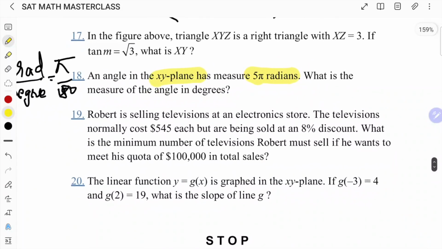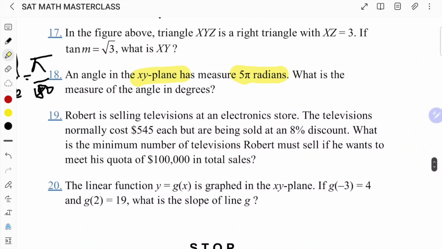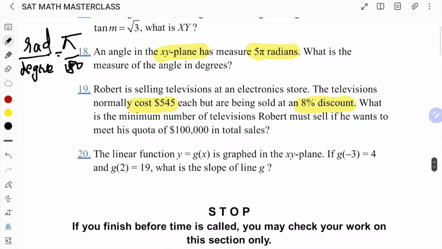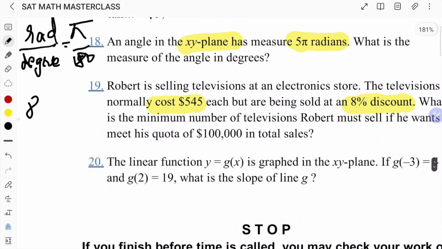Moving on to the next question, we have: Robert is selling televisions at an electronics store. The televisions normally would cost $545, but are now being sold at a discount of 8%. What is the minimum number of televisions Robert must sell if he wants to meet his quota of $100,000 in sales? Alright, to start this question, we know that he's charging a discount, so it is 8 divided by 100, because 8 divided by 100 is the discount, into 545 is what he normally charges.